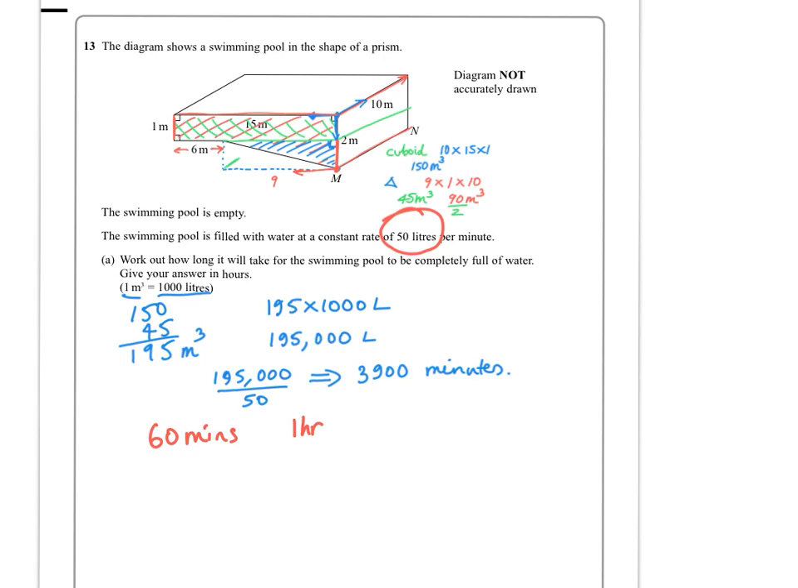And then if you think to yourself here, how many 60 minutes go into 3,900? Well, you can work that out by doing 3,900 divided by 60 would tell you how many hours. So we'll divide that by 60 and we'd get 65 hours. So there's quite a lot of room for error here.